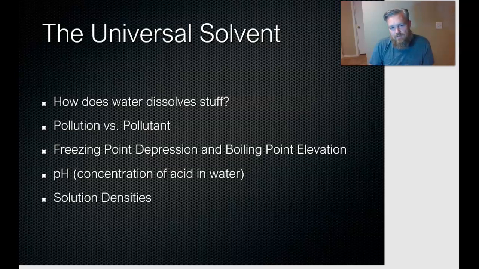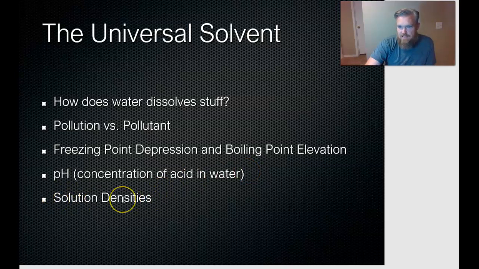But the reason it's important is because we have pollution. And anytime we have a pollutant that can dissolve in water, that makes it a little bit more difficult to remove from the environment. Then freezing point depression, boiling point elevation, we'll talk a little bit about that later. It's not as big of a deal right now. And then pH, certain things that can dissolve in water and then affect the pH of water becomes pretty important.